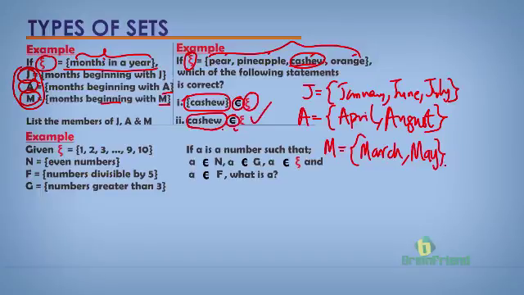Next, let's take a look at this example here. We said given the universal set of the range of numbers from 1 to 10.